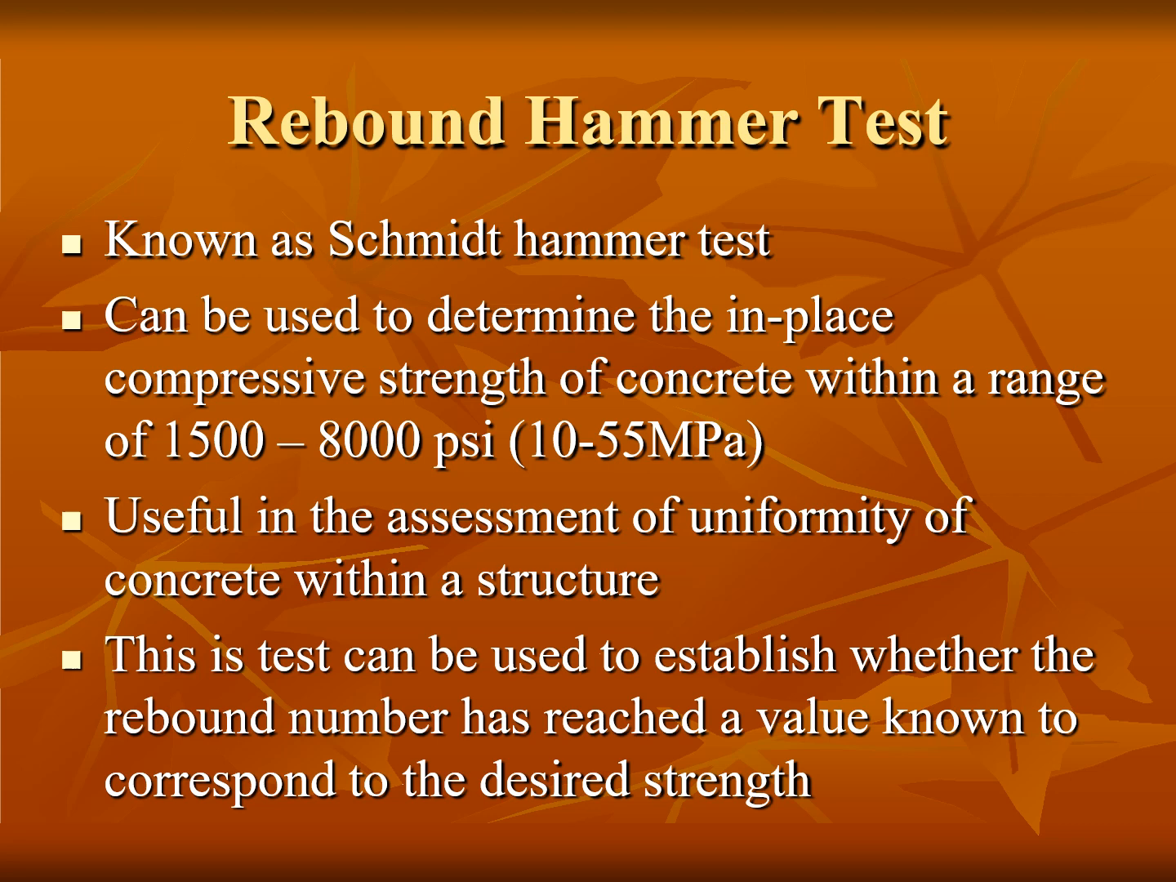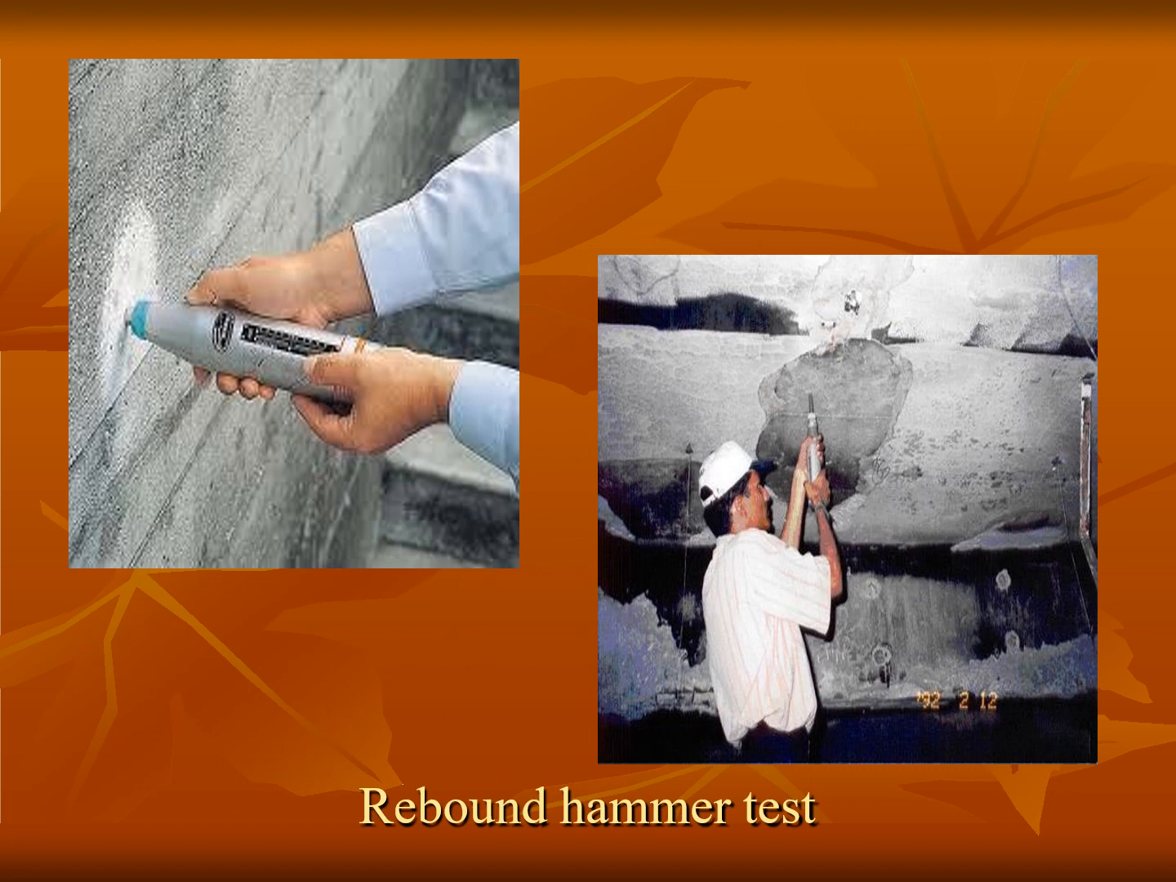What is the rebound hammer test? It is also known as the Schmidt hammer test. This test is used to find out the compression strength of concrete within the range of 150 to 800 psi, that means 10 to 50 megapascal. This test can be used to establish whether the rebound number has reached the value known to correspond to the desired strength. This is the picture of the rebound hammer test.